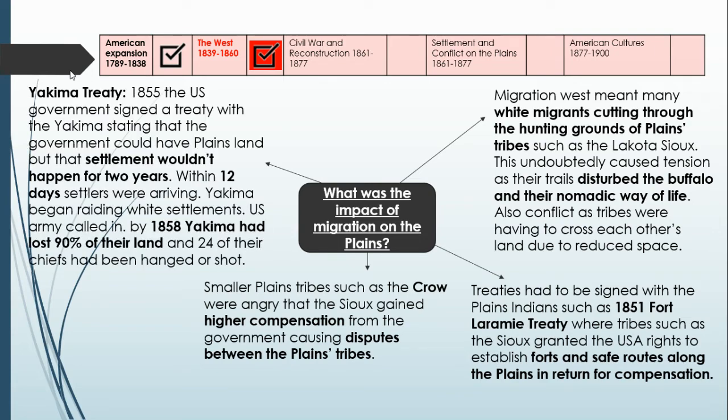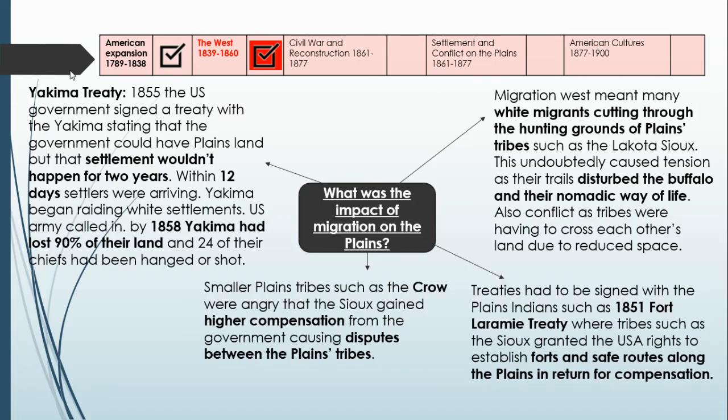We also have another treaty which was called the Yakima Treaty. Now, this is a very good example of how the government made promises and then actually didn't follow through with those promises. So in 1855, the US government signed a treaty with the Yakima stating that the government could have plains land, but that settlement wouldn't happen for 2 years.